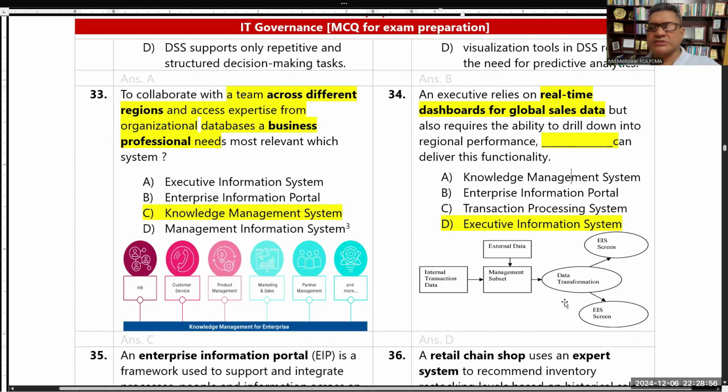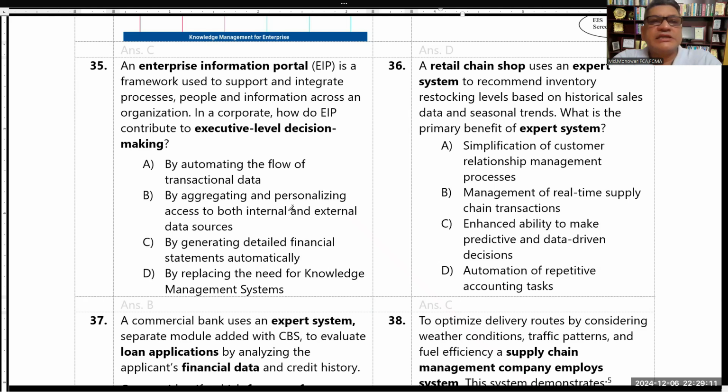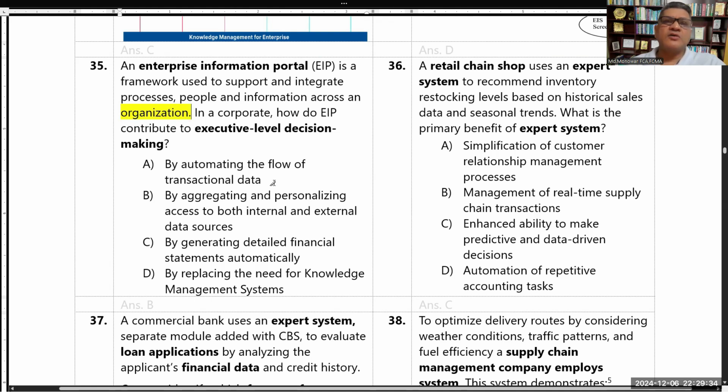The different types of systems within the organization. An enterprise information portal is a framework used to support an intricate process of people and information across an organization. In a corporate, how do enterprise information portals contribute to executive-level decision making? Here, by aggregating and personalizing access to both internal and external data sources.